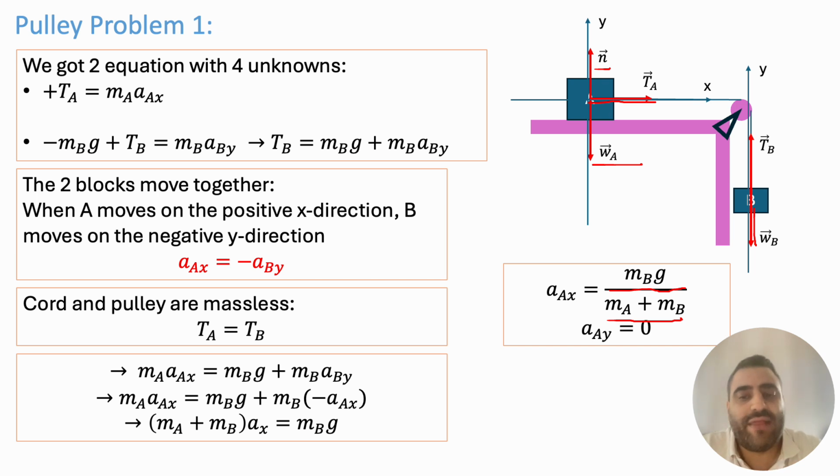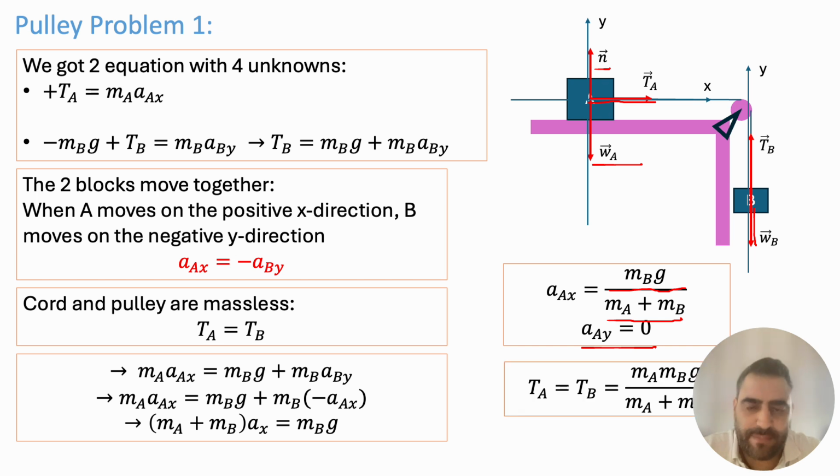And of course, we already know that the acceleration on the y direction is 0. So we have the full acceleration. Finally, we need to find the tensions, TA and TB. TA is equal to TB. And I can just replace in this equation here, right? So it's equal to MA MBG over MA plus MB. I can check the dimensions. This is mass square over mass, which is mass times acceleration. So that's the unit of a force. And the job of the tension is to transfer the force from one object to the other. Okay, thank you.